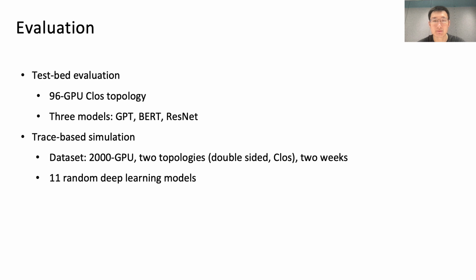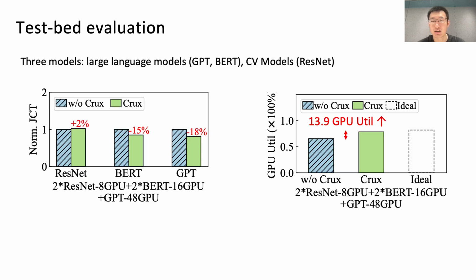Our evaluation consists of 2 parts. Our real testbed evaluation runs models on GPUs to evaluate the effect of Crux scheduling. The trace-driven simulation uses our collected dataset to evaluate Crux in a larger scale cluster. Our testbed evaluations run 3 models: ResNet, BERT, and GPT. The left figure shows the job completion time, JCT, of each job, with and without Crux. We can see that Crux prioritizes GPU-intensive jobs like GPT and BERT, with a small performance reduction in ResNet. As shown in the right figure, such scheduling brings up to 13.9% GPU utilization improvement.